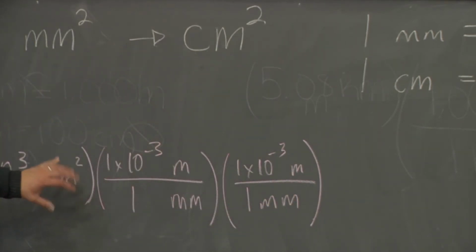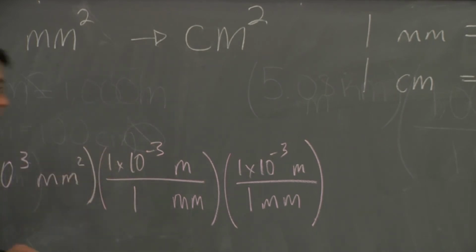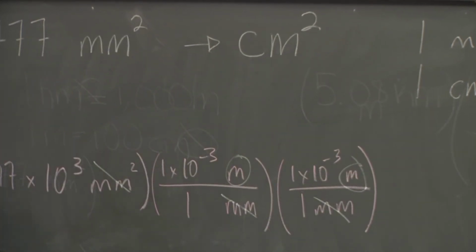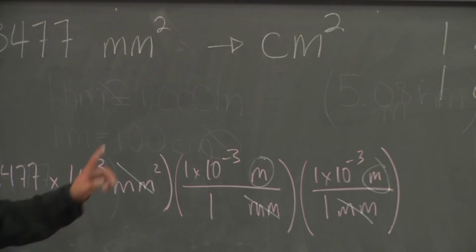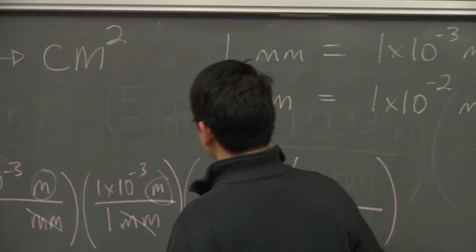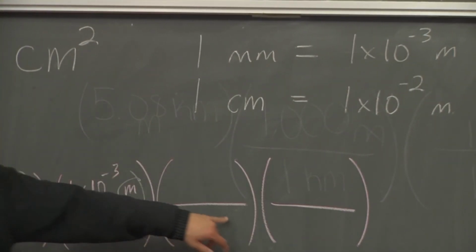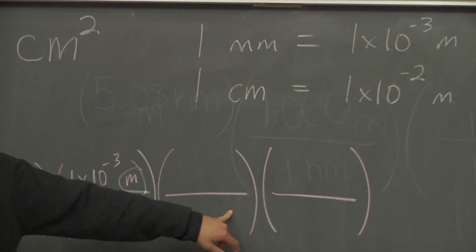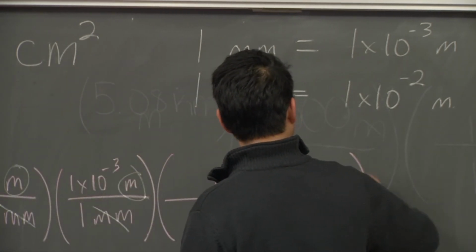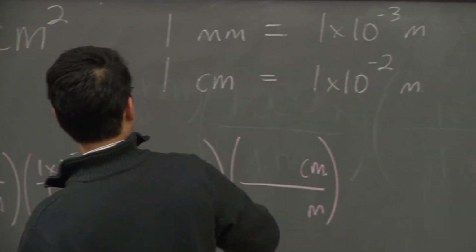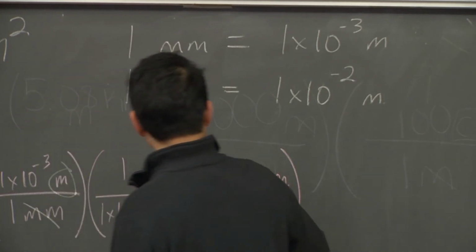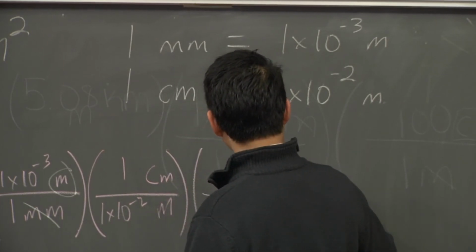Remember, there's not 2 millimeters here. There's millimeters times millimeters. So now I'm at meters squared. Now I want to go from meters squared to centimeters squared. What goes on the bottom? Meters. And what goes on the top? Centimeters. And so I get 1 centimeter equals 1 times 10 to the negative 2 meters.